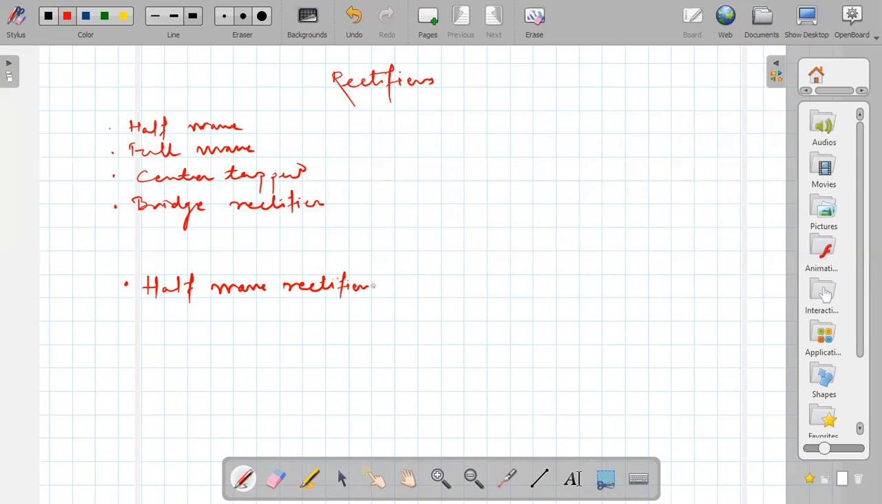In case of half wave rectifier, this type of rectifier uses only one diode for the rectification process, and it consists of one transformer. Which type of transformer? Step down transformer. See the circuit. I will draw a circuit diagram for half wave rectifier.